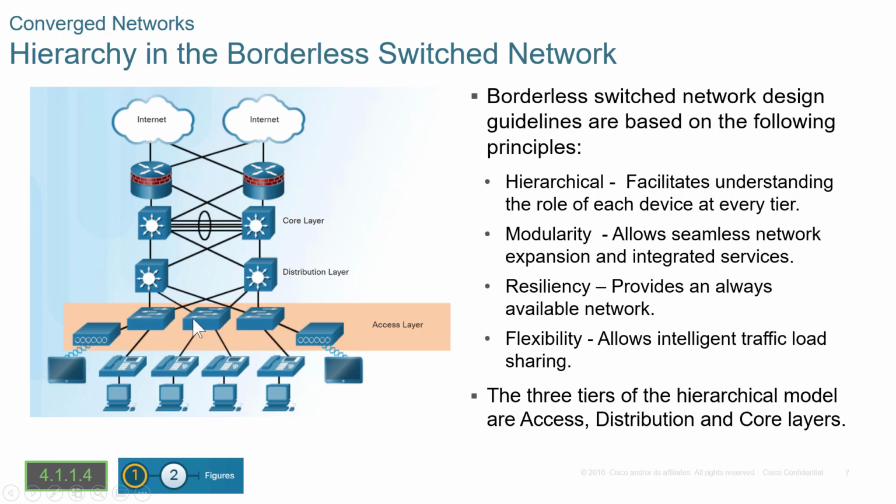Like if you notice, this switch is connected to two different parts of the distribution layer. So if this goes down, or if this one goes down, we're still up and running. This switch is connected to both. This switch is connected to both. So we have that resiliency in case we have a single point of failure.